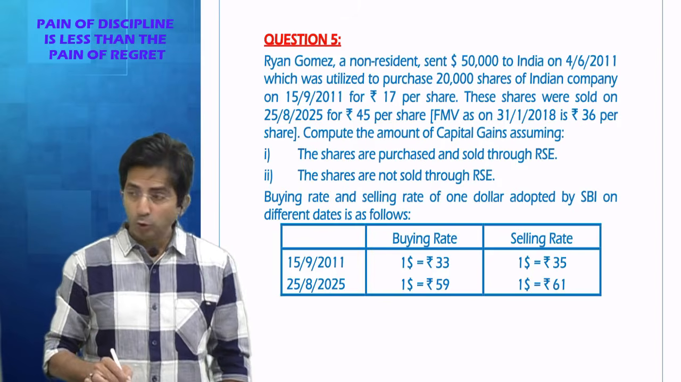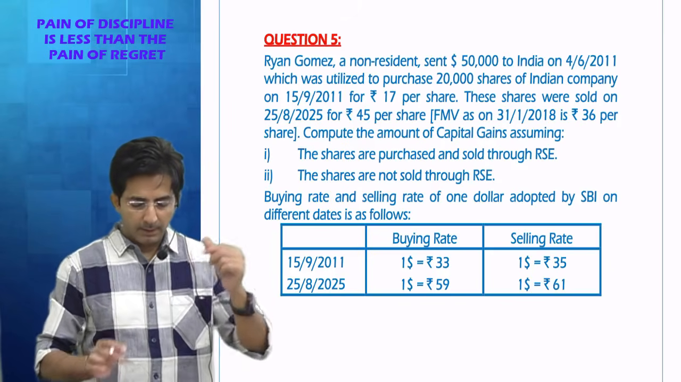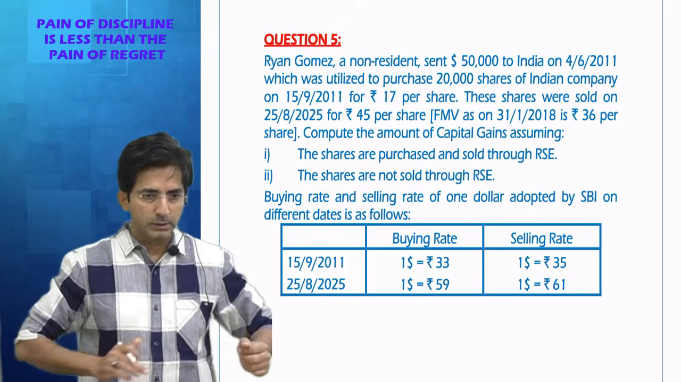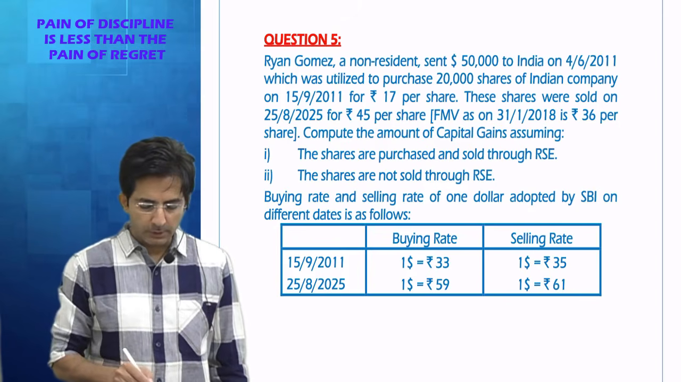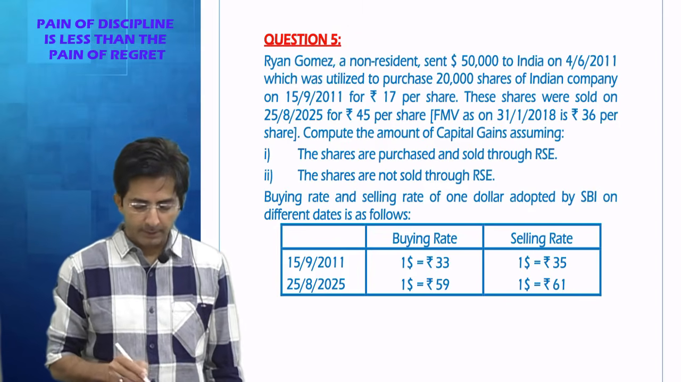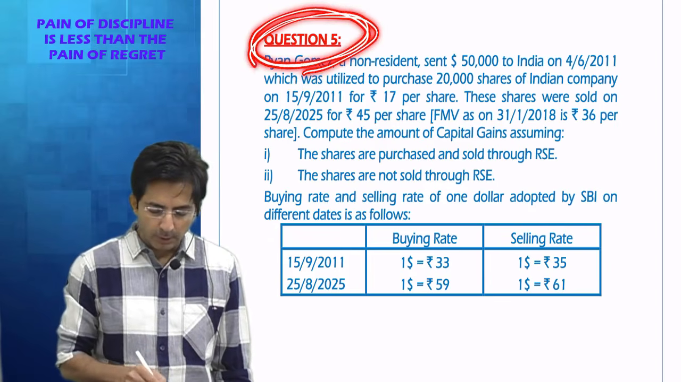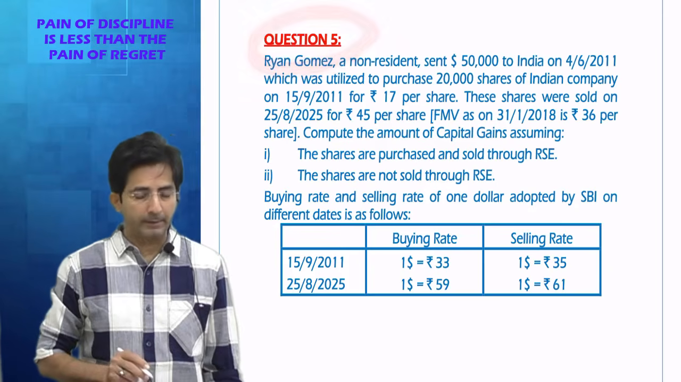Okay, check the answer to homework question. In NR taxation, there were 4 questions in homework. First is question number 5. Check the answer to question 5. This question was based on conversion benefit applicable for NR.